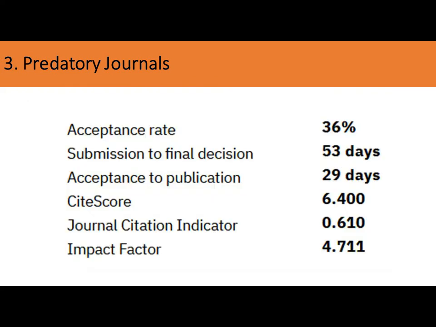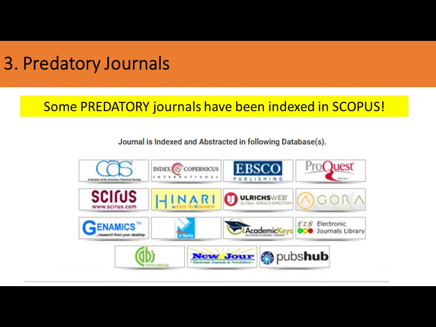In this slide, a suspected predatory journal is so proud of its speedy publication process, taking only 29 days from acceptance to publication and about 2 months from submission to final decision. Predatory journals are also claiming high site scores and impact factors. Some journals are claiming to be indexed in various platforms, although they are not. So it is important to verify these claims. So please take note that some predatory journals have already penetrated Scopus.